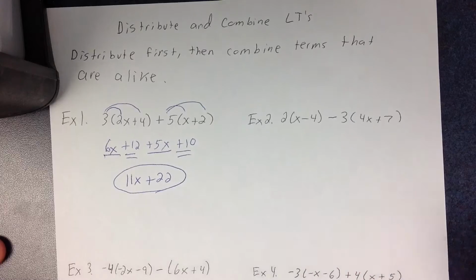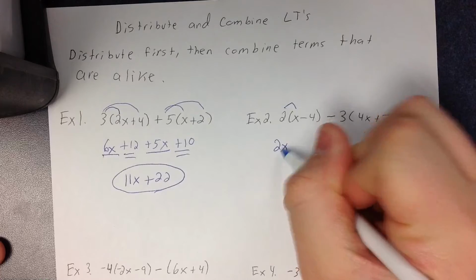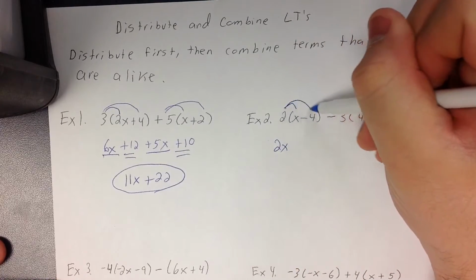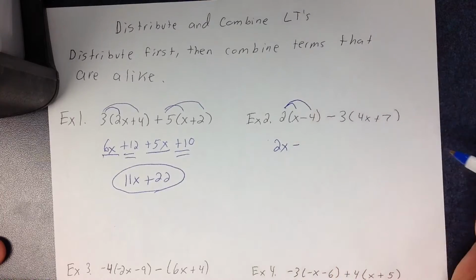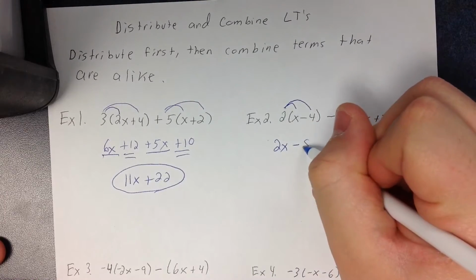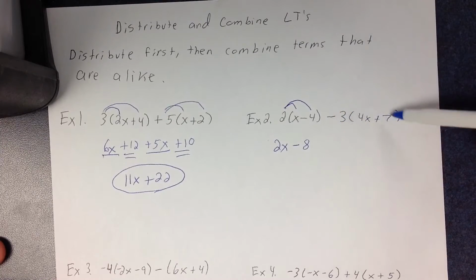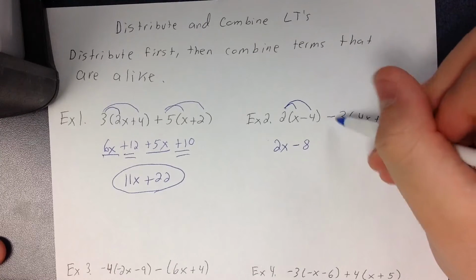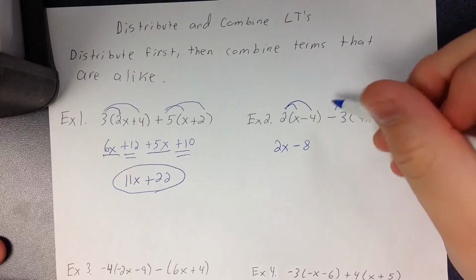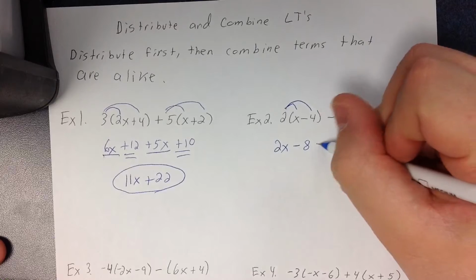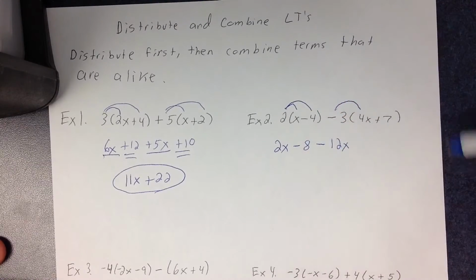Now example 2, we got a 2 times x, which is 2x. Then again, I treat this as 2 times negative 4. So a positive times a negative is a negative. 2 times 4 is 8. Now since it says minus 3 times 4x plus 7, I got to treat this like a negative 3. So negative 3 times 4x, well, a negative times a positive is a negative. 3 times 4x is 12x.